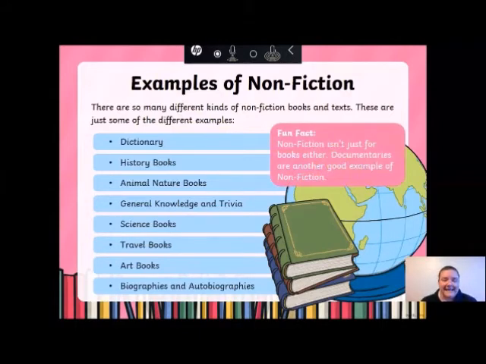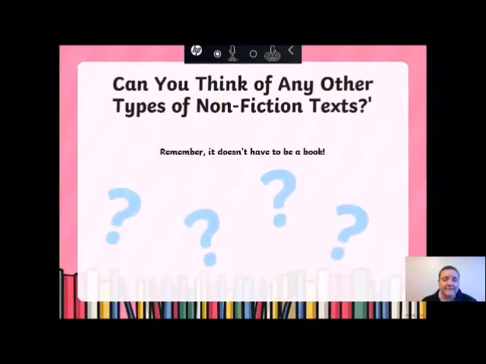And non-fiction isn't just books. Documentary films, like the ones that Sir David Attenborough does, those are also non-fiction. See if you can think of any other kind of non-fiction. What else gives us information? So non-fiction could include things like newspapers, posters, and leaflets as well.